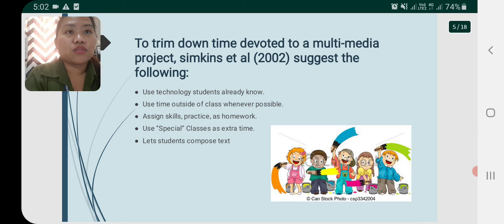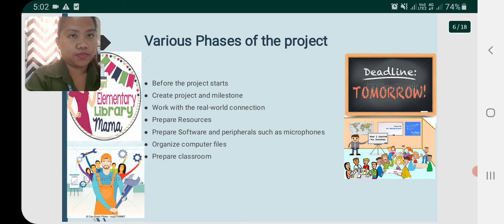To trim down time devoted to a multimedia project, use technology students already know, use time outside of class whenever possible, assign skills practice as homework, use special classes as extra time, let students compose text. So, para alam nila.